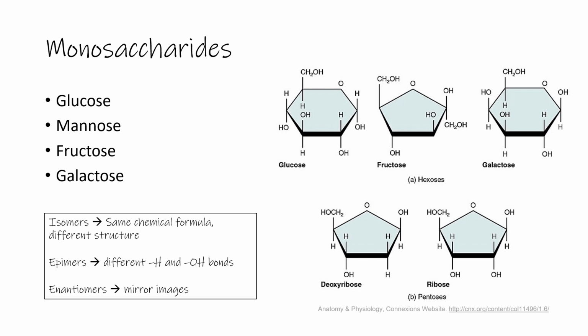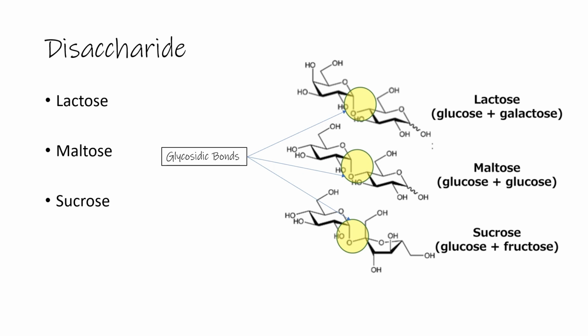However, if we take glucose and form some isomers, epimers, or enantiomers of glucose, we can get mannose, fructose, galactose, and other monosaccharides. We can also make disaccharides. Disaccharides are when we combine 2 monosaccharides together. For example, we have lactose, which is commonly found in dairy products. This is formed by combining glucose and galactose together.